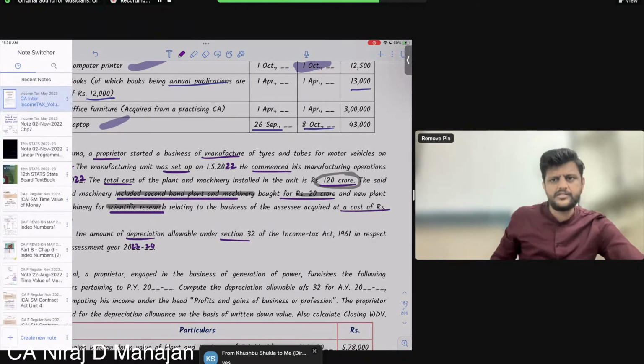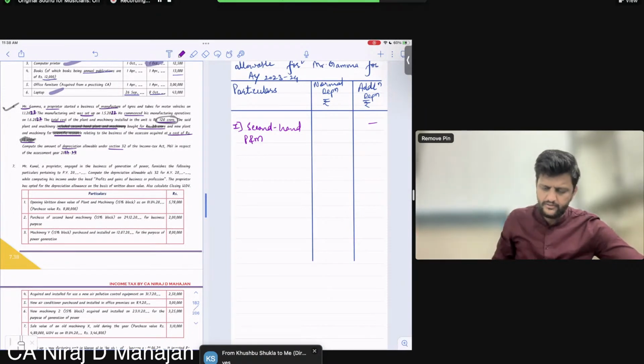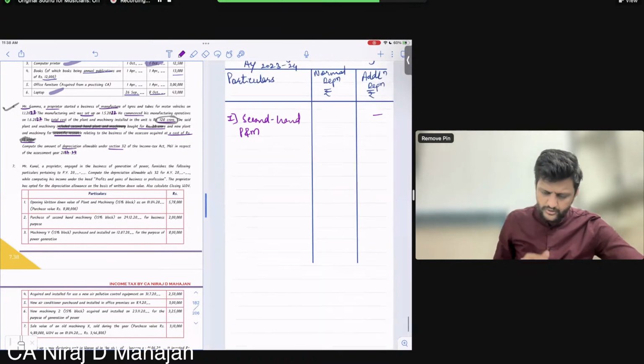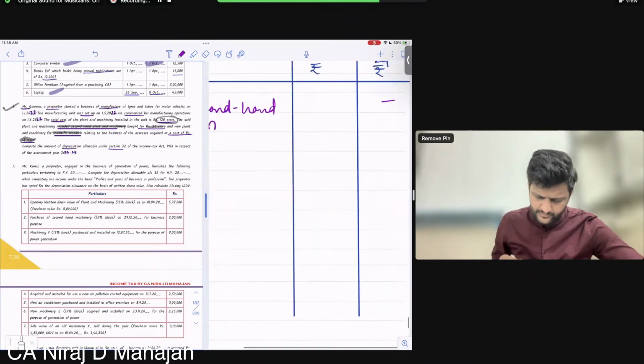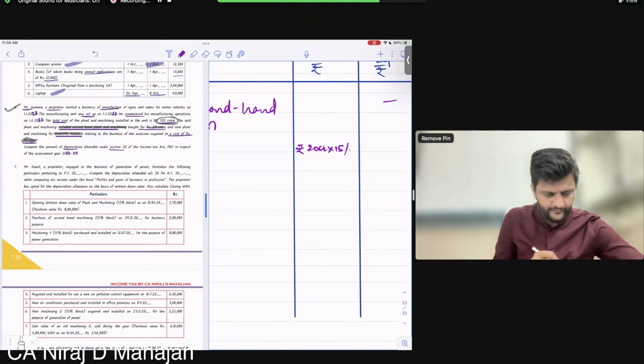Okay. And now date put to use is June. That means it is more than 180 days. Therefore full depreciation. That is the logic. All okay? So the normal depreciation: what is the asset? 20 crores, no? Into 15%. Okay, everybody? So 3 crores. Fine.